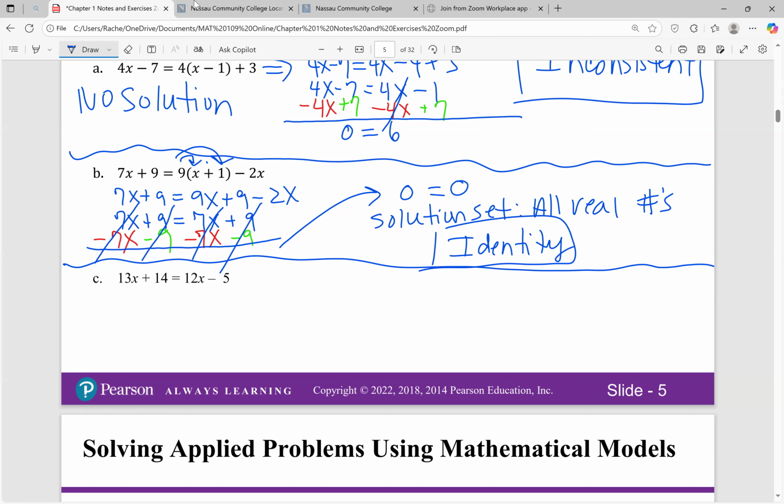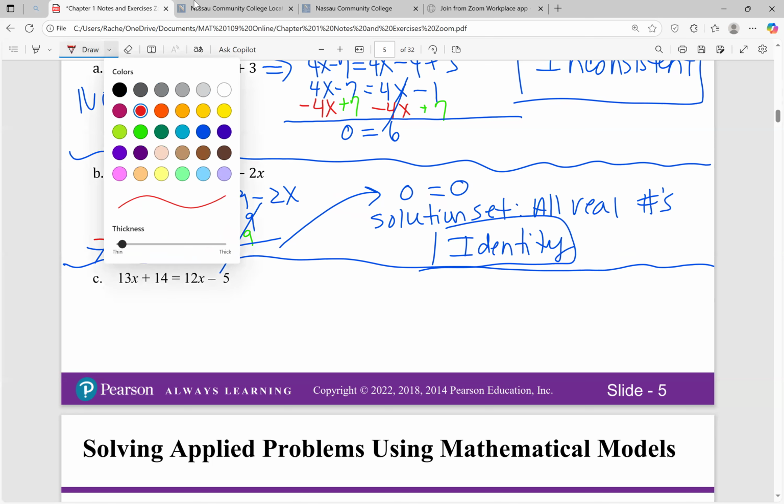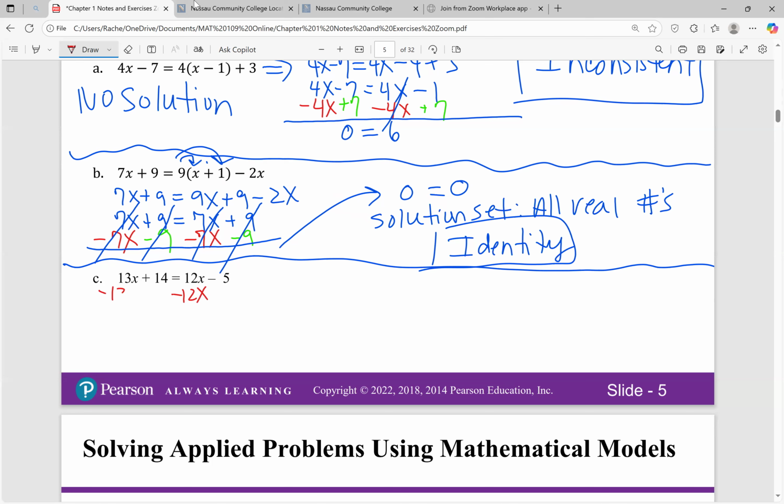And let's do one more. Look at C. 13x plus 14 equals 12x minus 5. Nothing to distribute. We don't have groups, right? We don't have anything to combine. So let's gather the x terms. I'm going to bring the x terms to the left, so I'm going to subtract 12x from both sides. And then let's bring the constants to the right. So I'm going to subtract 14 from both sides.